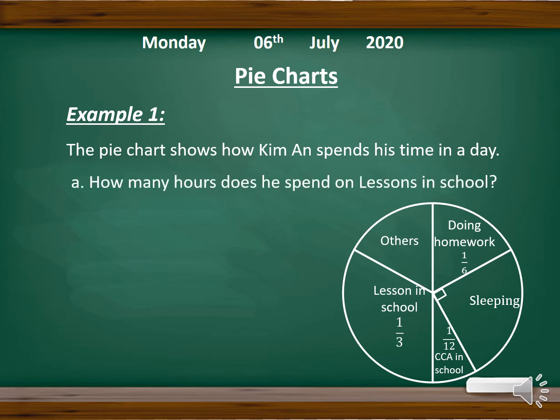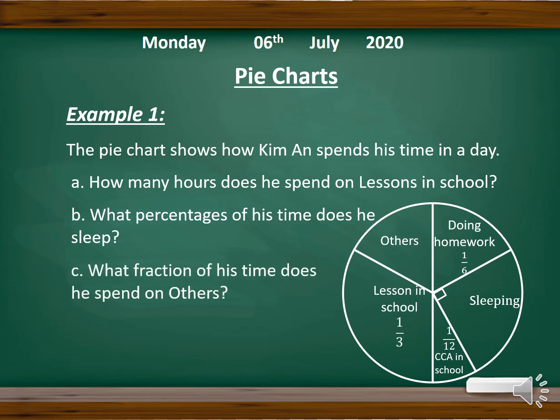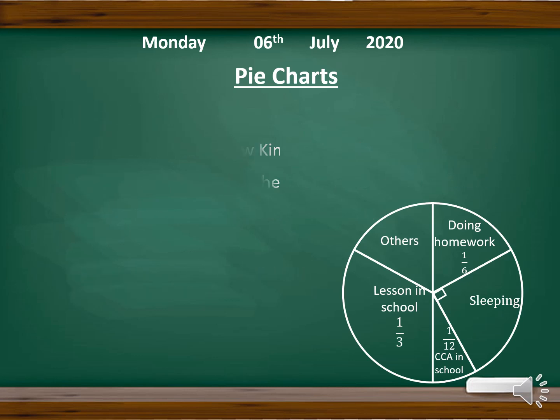Look at question letter A. How many hours does he spend on lesson in school? Letter B. What percentage of his time does he sleep? Letter C. What fraction of his time does he spend on others? Move to solution or answer number 1.